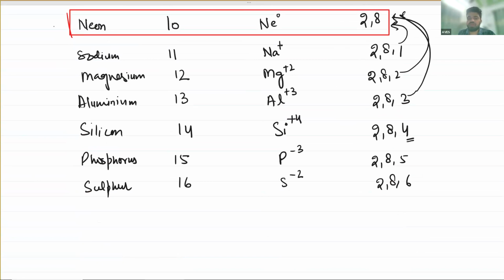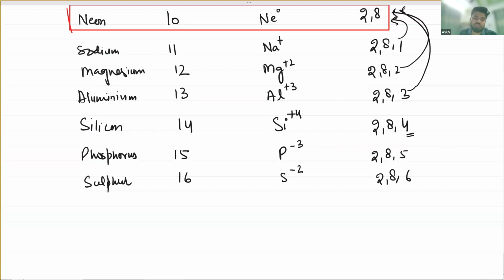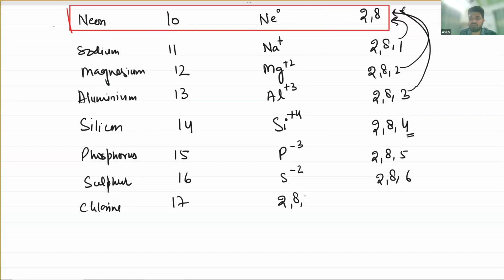S-2. Okay. The next one after sulfur is 17, chlorine. Chlorine, 17, 2,8,7. So here it will be chlorine, Cl-1. Why -1? Because this time it is gaining 1 electron. Accordingly they are gaining. If they are losing electrons, they acquire a positive charge; if they are gaining electrons, they acquire a negative charge.